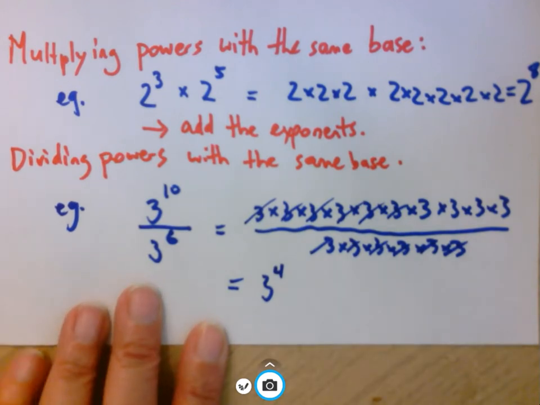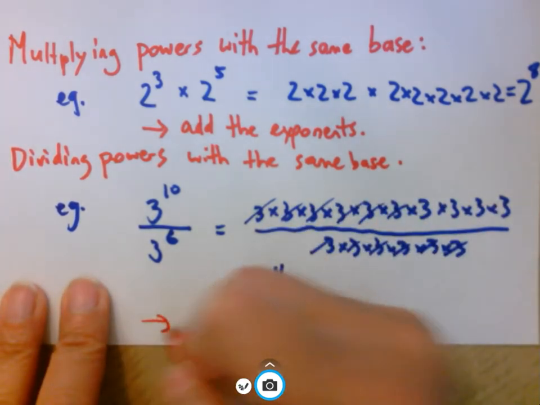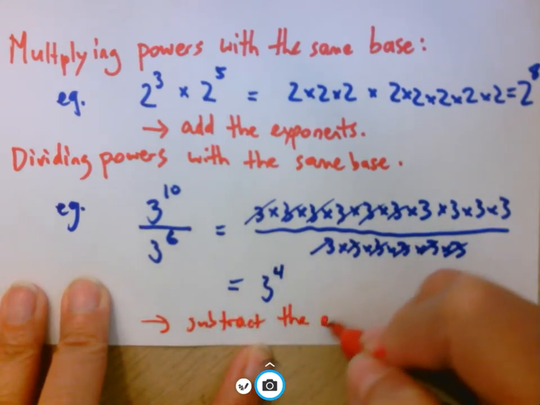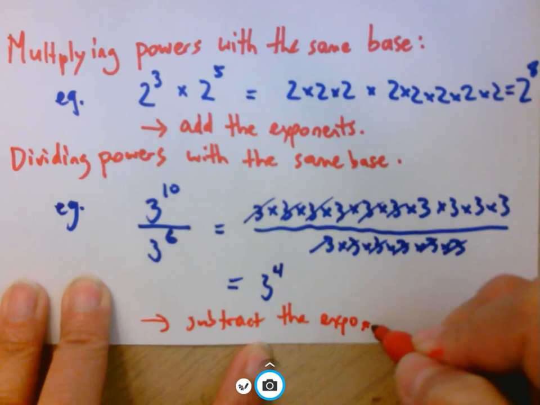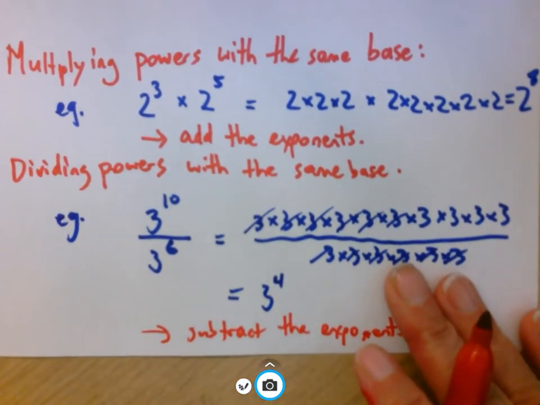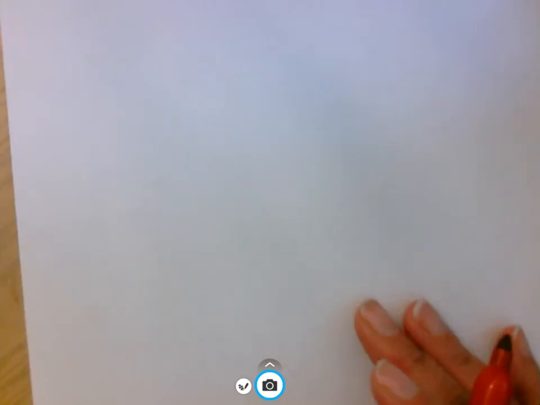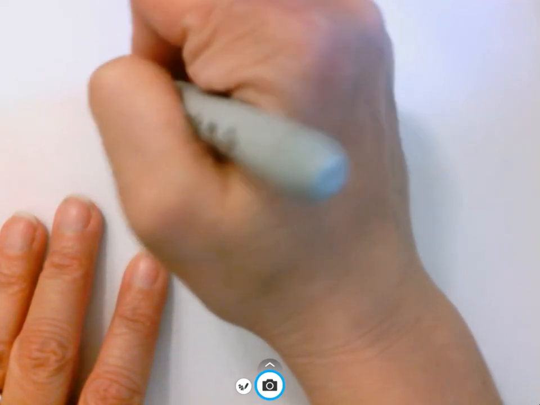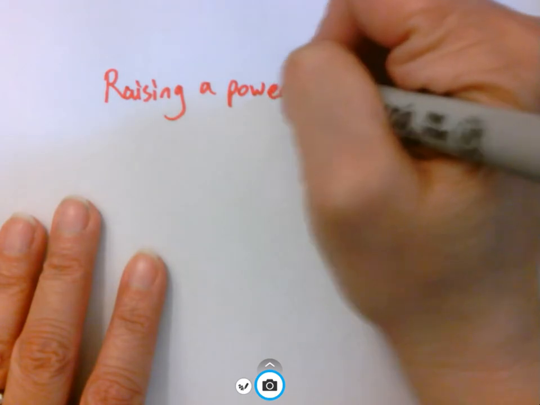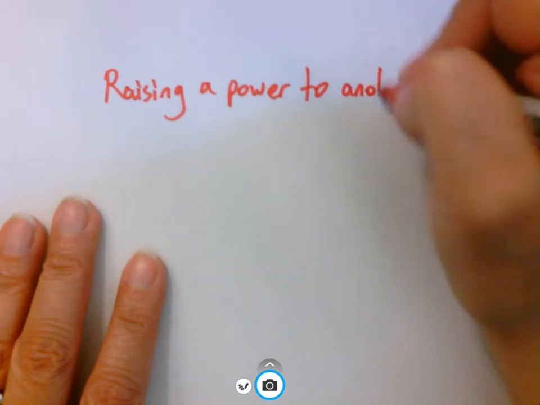So what's the rule? Subtract the exponents. Okay, and there's one last rule, and that will be the end. Okay, and this is going to be raising a power to another exponent.